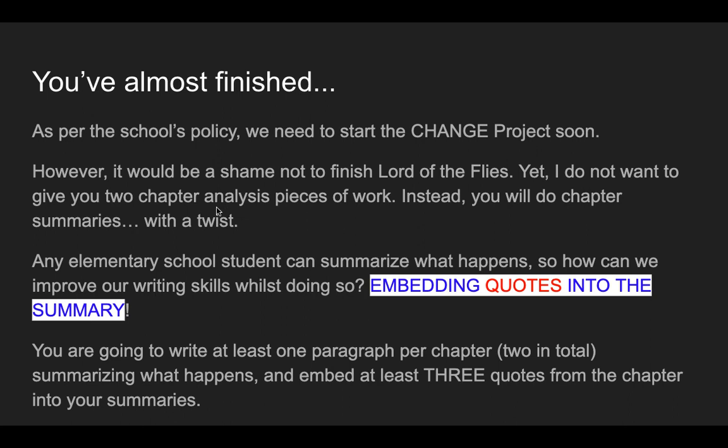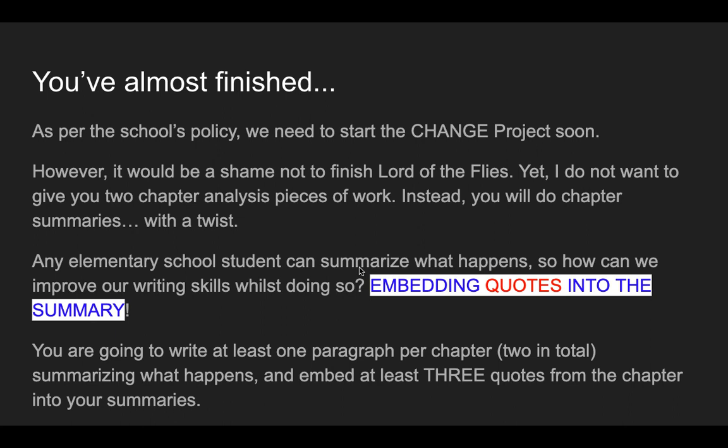So I don't want to give you lots of chapter analysis work. Instead, you will just do chapter summaries, the kind of stuff you do in elementary school, primary school, middle school, but there's going to be a little bit of a twist because you are in high school. Any elementary school student can summarize what happens in a chapter, but we want to improve our writing skills.